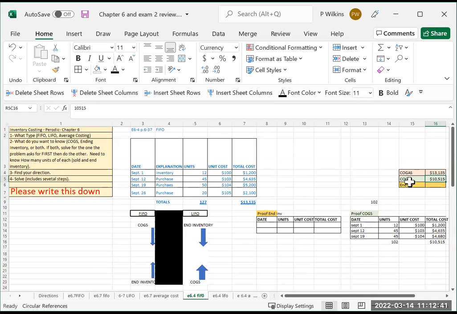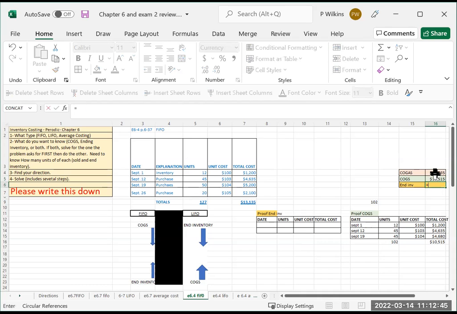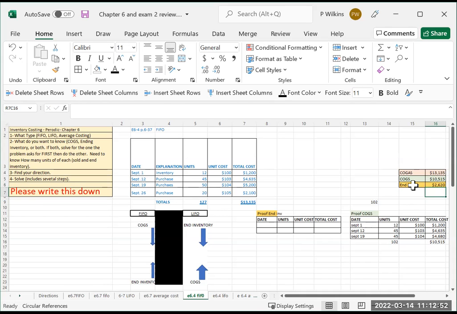So the total cost of all 127 units was $13,135. We know that we sold $10,515 worth. So if we take the $13,135 minus what we sold at $10,515, we get an ending inventory cost of $26.20. So let's say we're afraid we did our math wrong. We want to do the proof. We always want to do the proof.